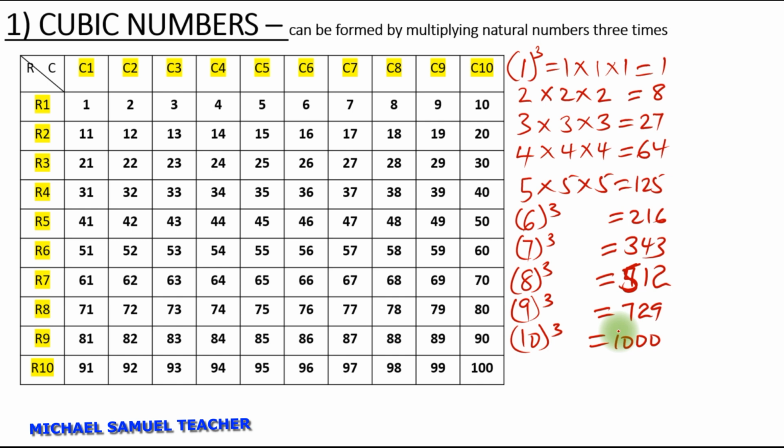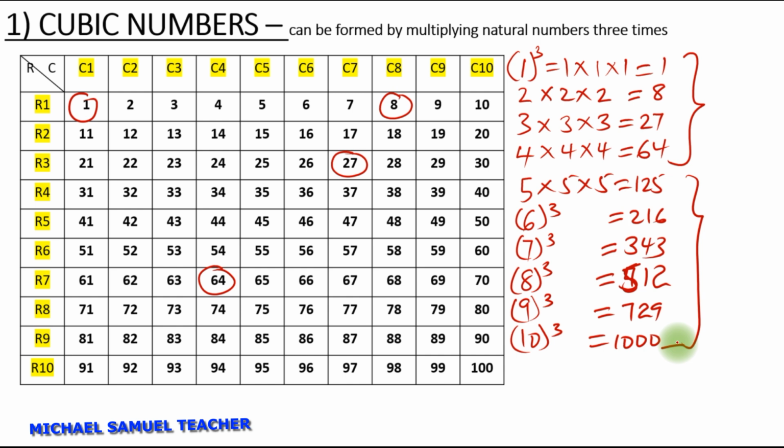But for our case, we are dealing with numbers between 1 and 100. So in this case, we have the first 4: 1 is a cubic number, 8 is another cubic number, 27 is another cubic number, 64 is another cubic number. So those are the cubic numbers between 1 and 100. But the list can extend if you find numbers beyond 100.